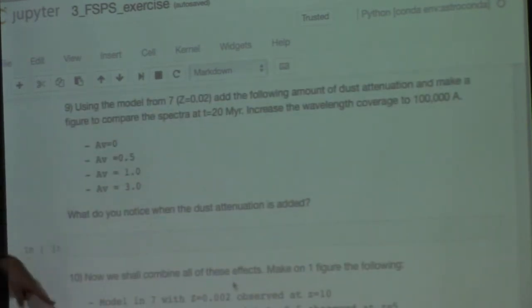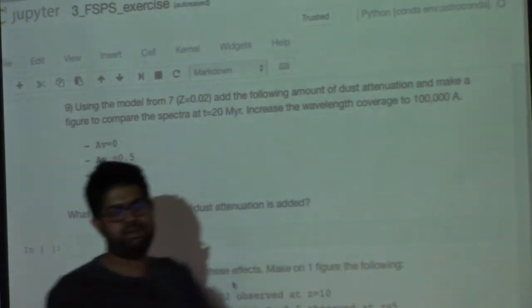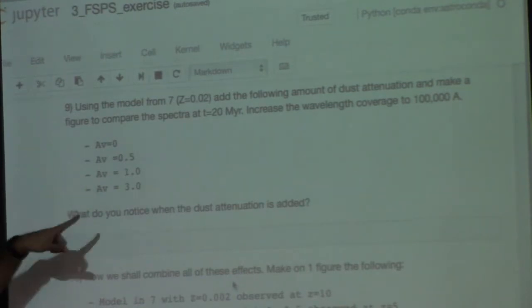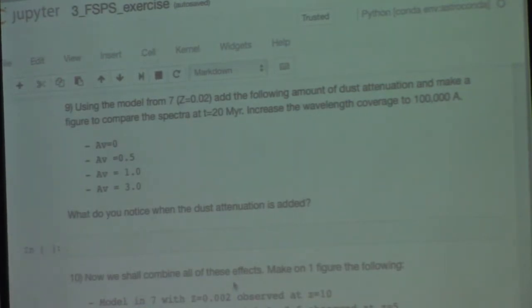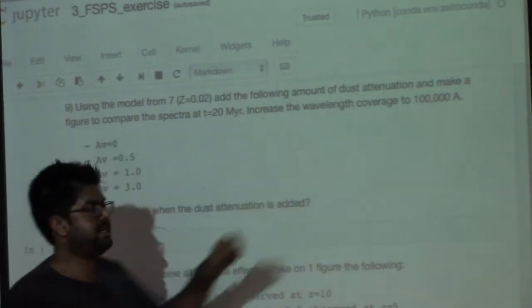Then you will do it for dust as well, and when you do dust, increase the wavelength coverage to 100,000 angstroms to go beyond, and for that you might have to log the x scale to make the spectra smaller, because for dust it is important for us to see how the re-emission of dust works, because when the dust gets hot, it will start to re-emit at longer wavelengths, and this is what you will be checking as well.